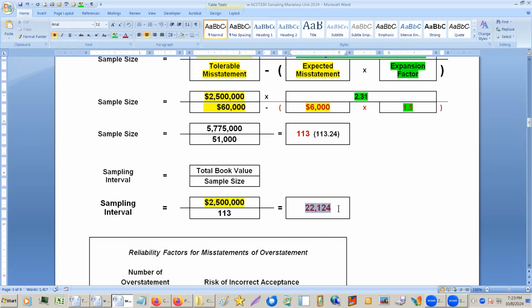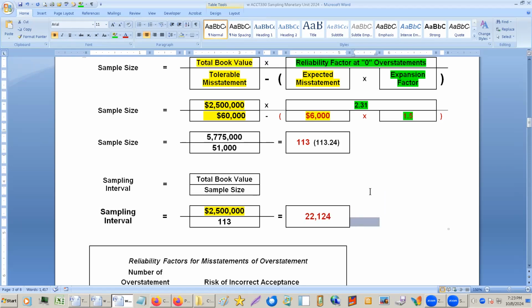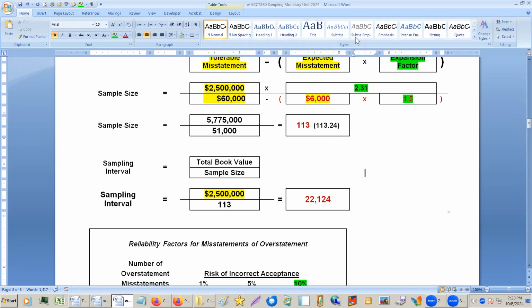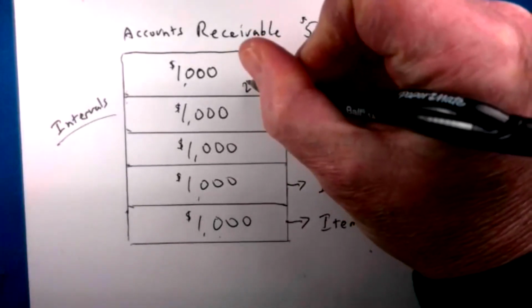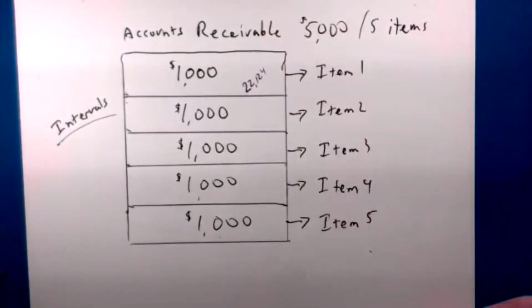And notice that if there's an item for more than 22,124, it's 100% guaranteed it'll get caught. So if they are cooking the books and they increase any given item to larger than the interval, the gig is up. We're going to catch it. On this one, the interval here would be 22,124, and instead of 5, we'd have 113 of them.